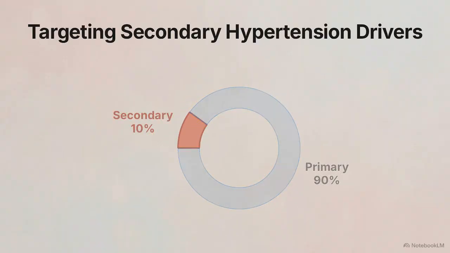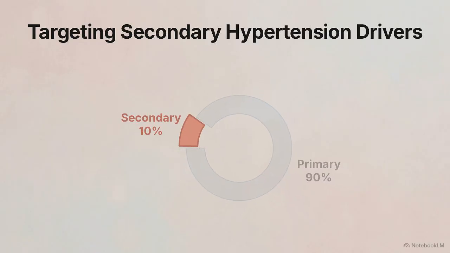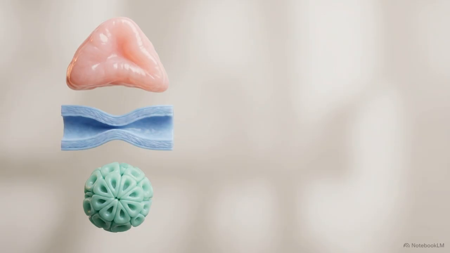We are ignoring those cases today. Our focus is strictly on the remaining 10%, the high-acuity secondary drivers of hypertension. Specifically, we will dissect three core pathologies: fibromuscular dysplasia, primary hyperaldosteronism, and pheochromocytoma.